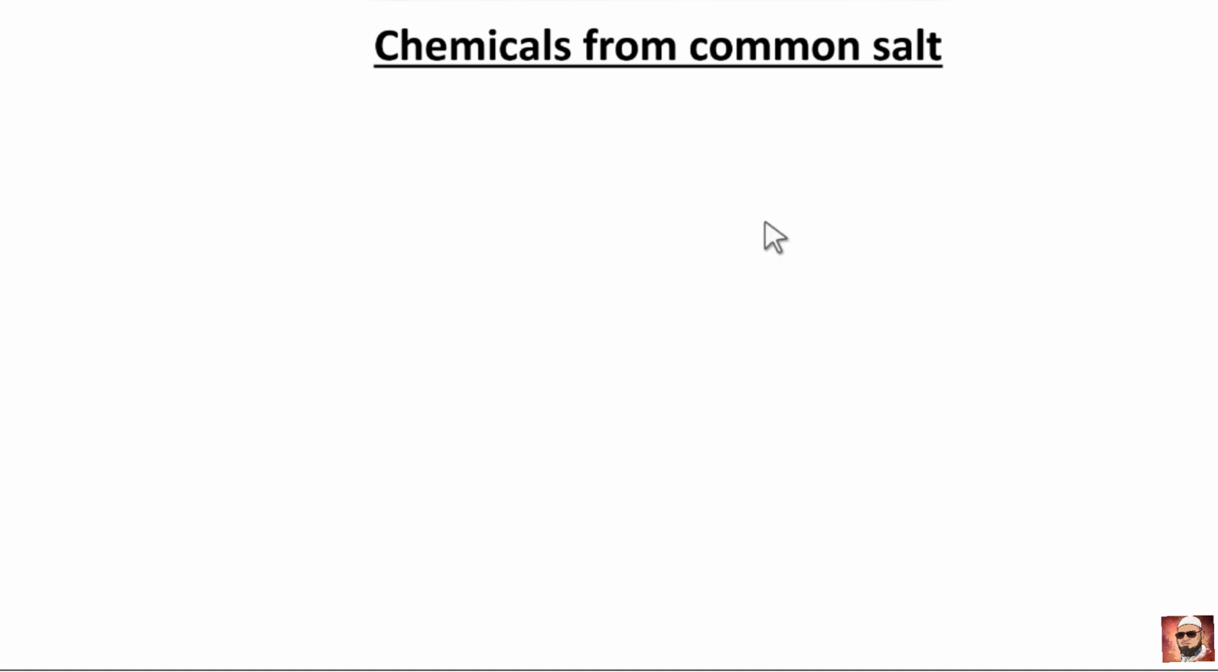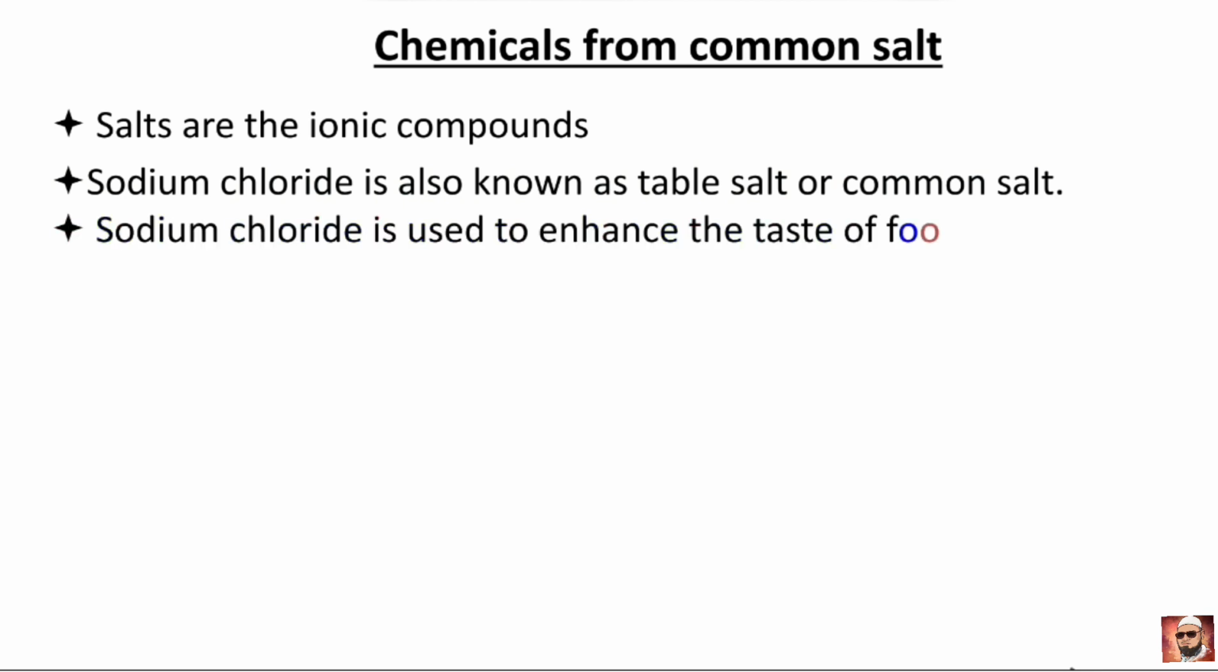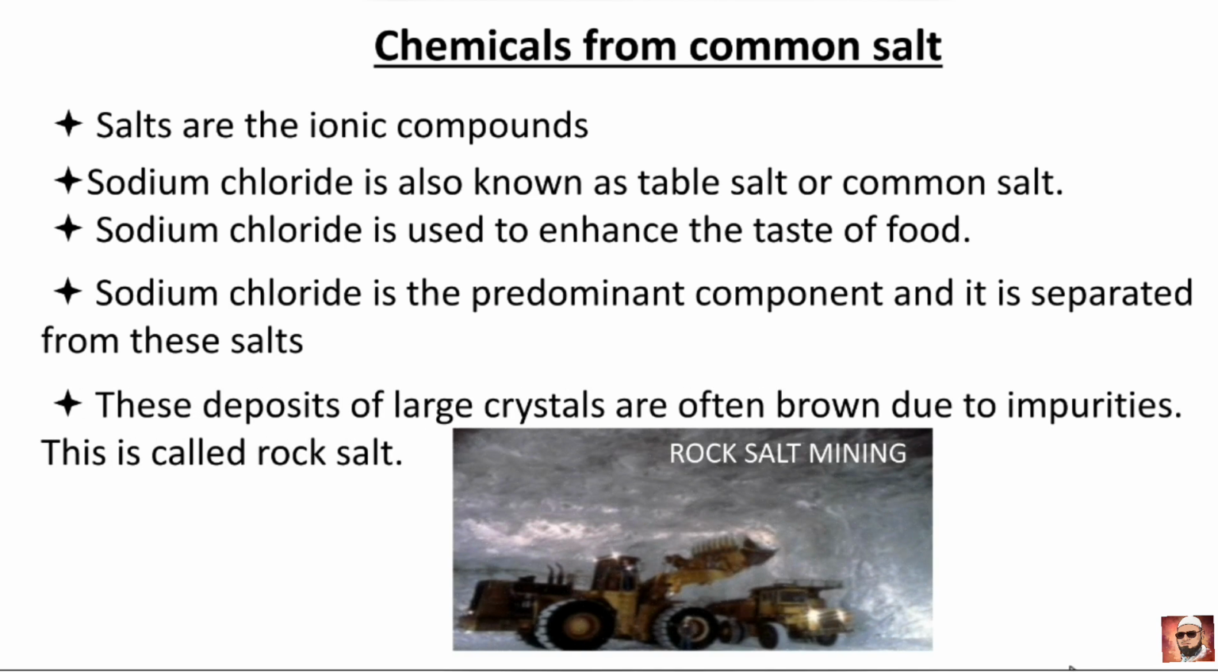Chemicals from common salt. Salts are ionic compounds. Sodium chloride is also known as table salt or common salt. Sodium chloride is used to increase the taste of food. Sodium chloride is a predominant component and it is separated from these salts. These deposits of large crystals are often brown due to impurities. This is called rock salt.